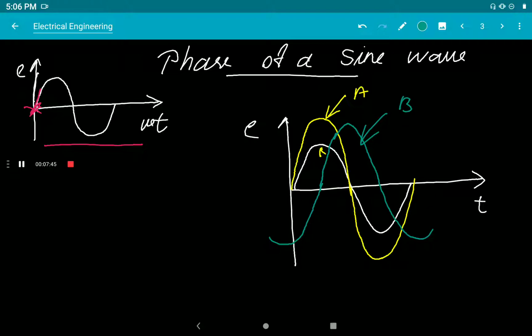Then what is the phase difference between the reference wave and wave A? The wave A will be in phase with the reference wave, because waveform A and the reference wave are starting from the origin at the same time. The magnitude or amplitude of that wave is different from the reference wave.